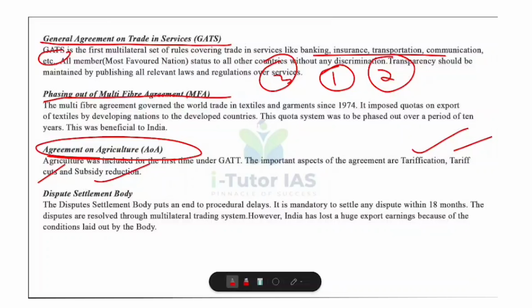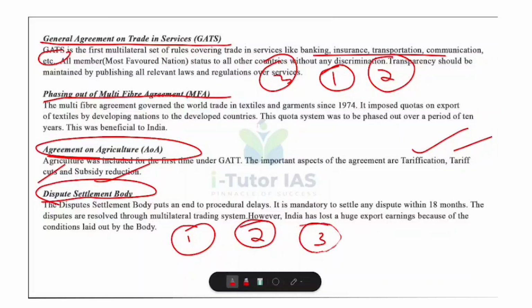And the last one, Dispute Settlement Body, and the purpose is to solve trade disputes between member countries under WTO rules. And what are the features here? It aims to eliminate procedural delays in resolving disputes. Then mandatory timeline, that is all disputes must be settled within 18 months. And also it works under a multilateral trading system ensuring fair procedures. Despite the system's efficiency, India has sometimes lost export opportunities due to adverse rulings.